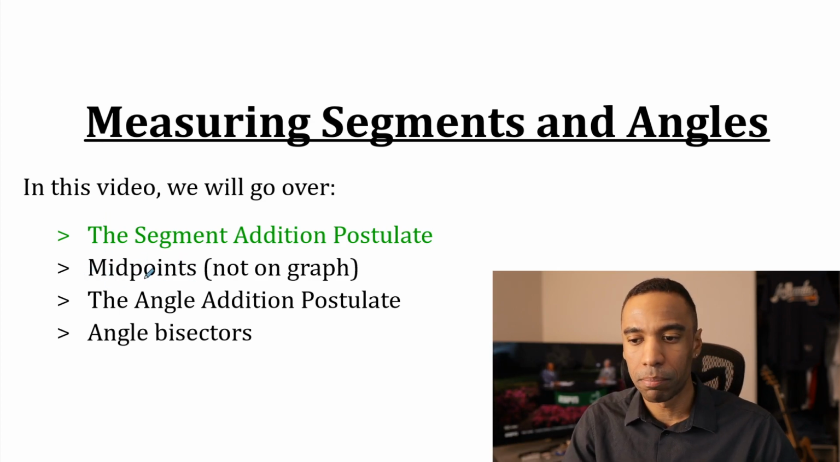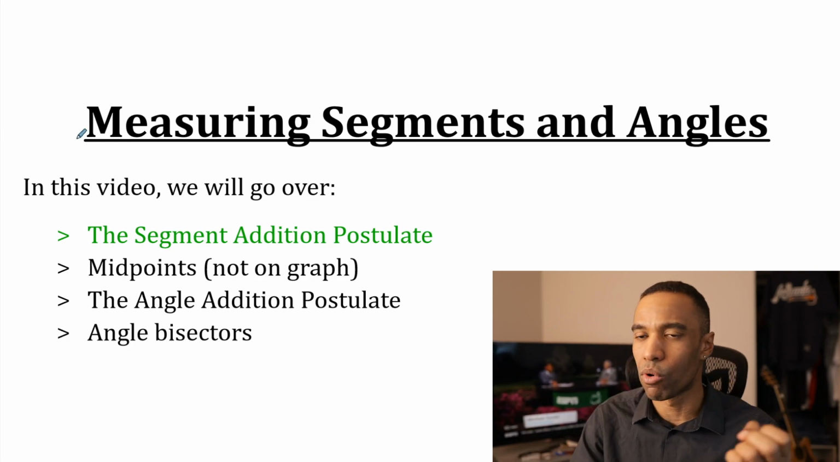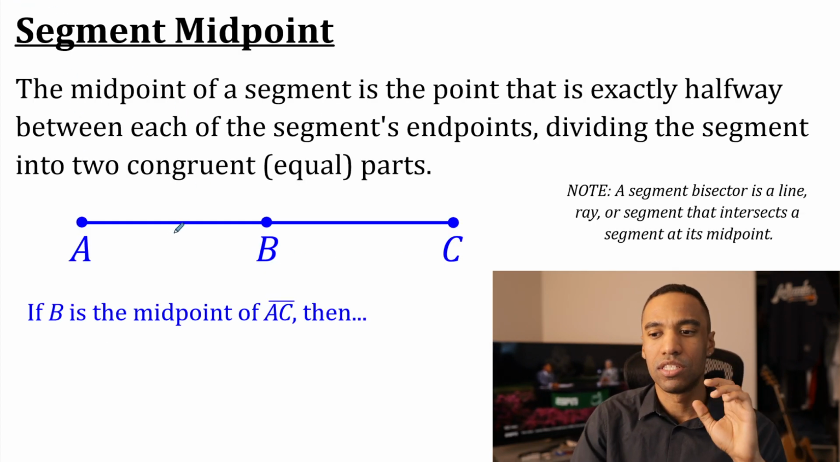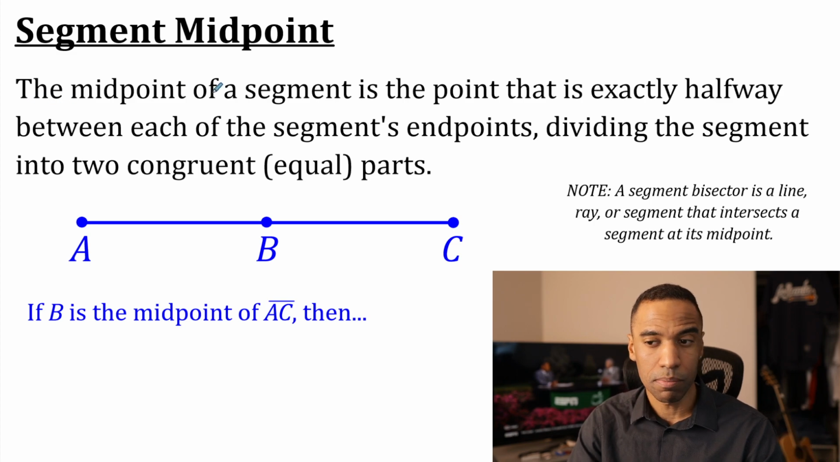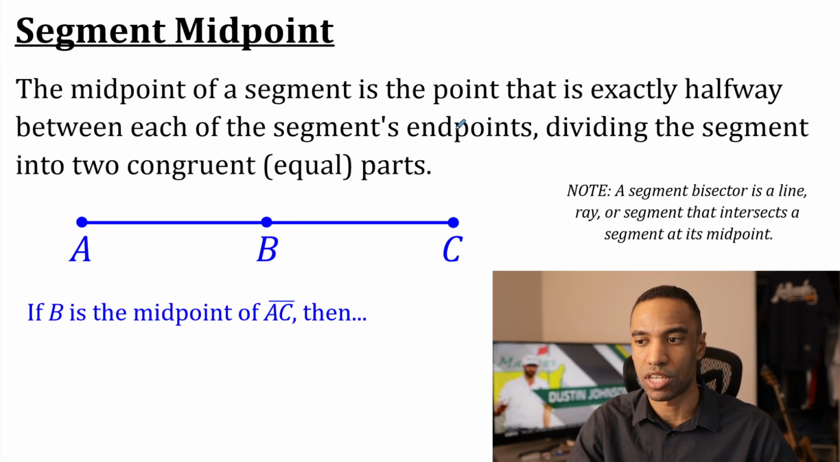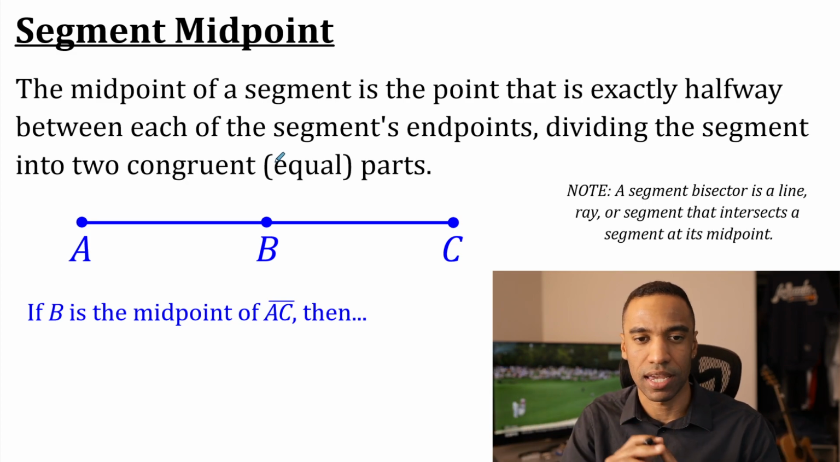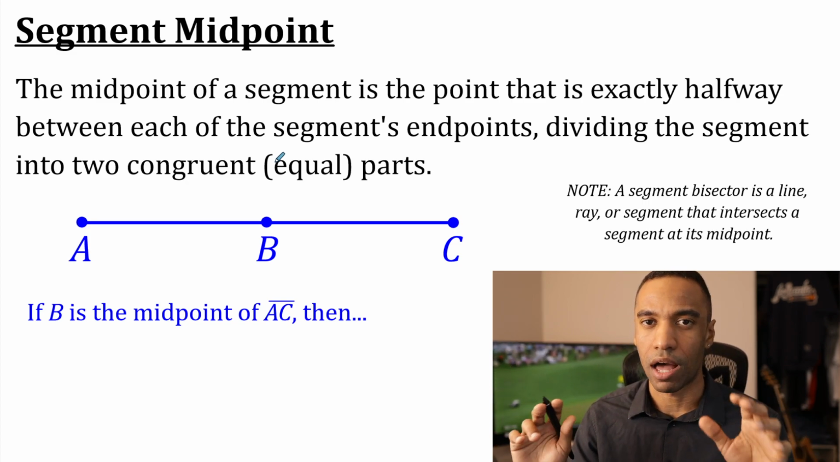All right, let's look at midpoints. Not on a graph. We're not averaging the values, so to speak. We're speaking more in terms of how midpoints divide a segment. And it's very simple. The midpoint of a segment is the point that is exactly halfway between each of the segment's endpoints, dividing the segment into two congruent or equal parts. The word congruent means equal in size and shape. I'll be diving into that a lot more down the line.